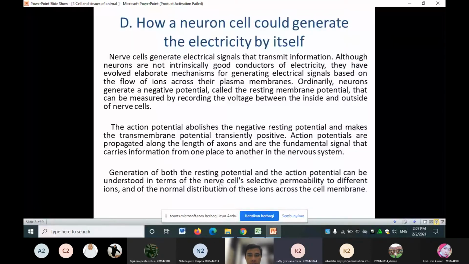For the fourth question is about how a neuron cell could generate the electricity by itself.